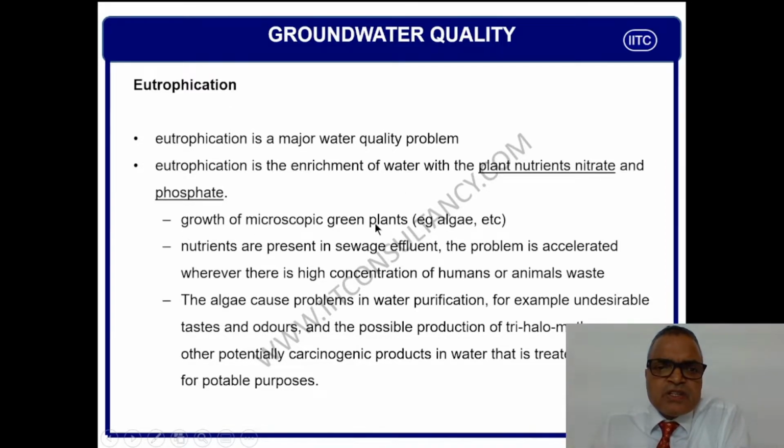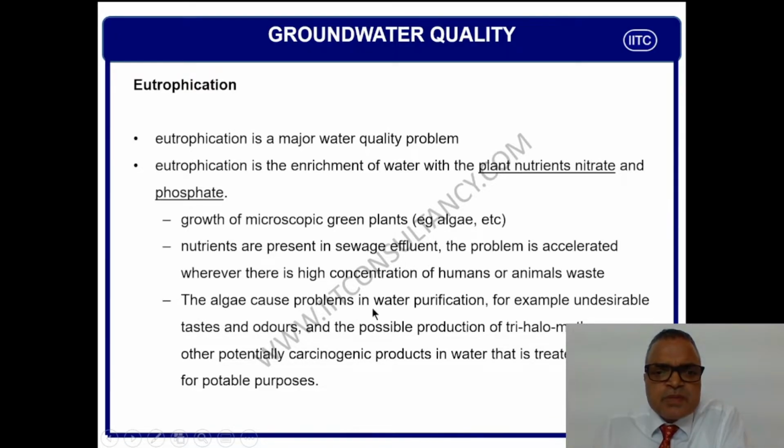Growth of microscopic green plants like algae. This is a major issue in the water because you cannot remove the odor, and you cannot have a good taste. Nutrients are present in the sewer effluent. The problem is accelerated where there is a high concentration of human or animal waste. Because of the high concentration of human and animal waste, nutrients persist in the sewage effluent.